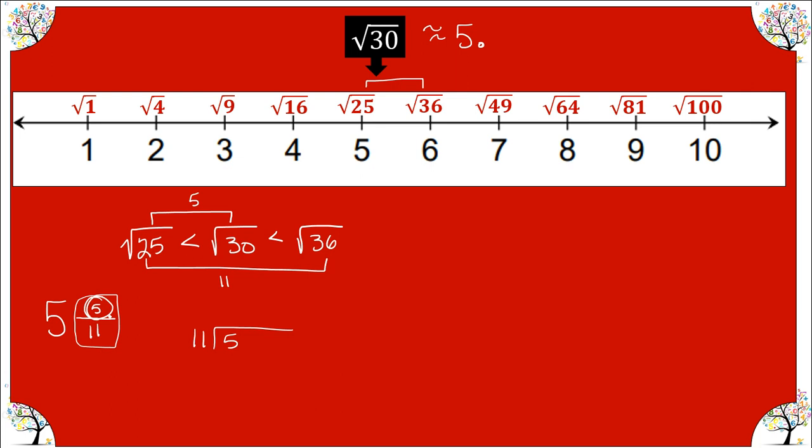The top goes inside the box, and we're always going to round to the 10th. So 11 goes into 50 about 4 times. 4 times 11 is 44. We're going to subtract, bring down a 0. 11 goes into 60 about 5 times. And because this hundredth is a 5, we can round this tenth, this 0.4 to 5. So we're going to say the square root of 30 is about 5.5. So about right here on the number line is the square root of 30.